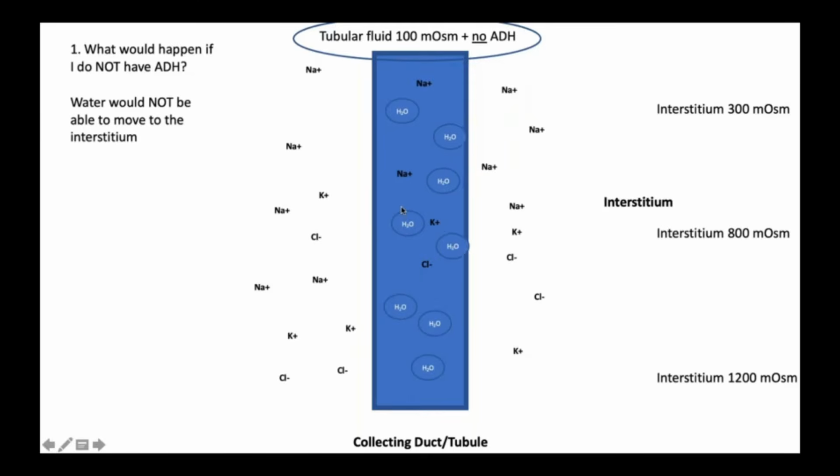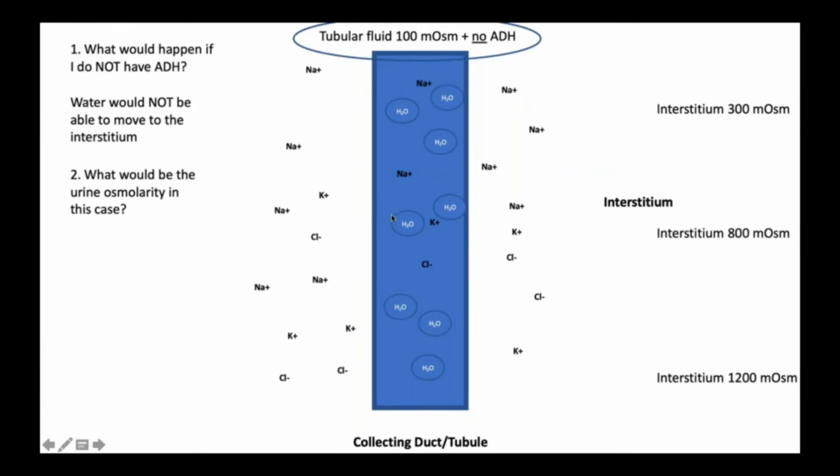Sorry, I messed up the animation. So I can't reabsorb it because there's nothing for it to move through. There are no aquaporins for it to move through. It can't be reabsorbed. So Burke, what would the urine osmolarity in this case be?